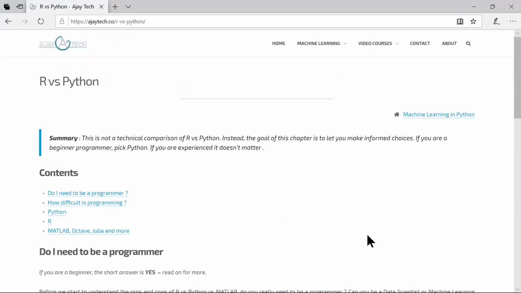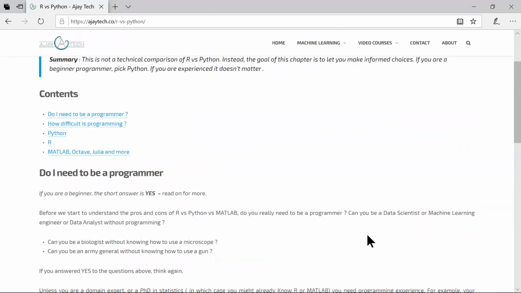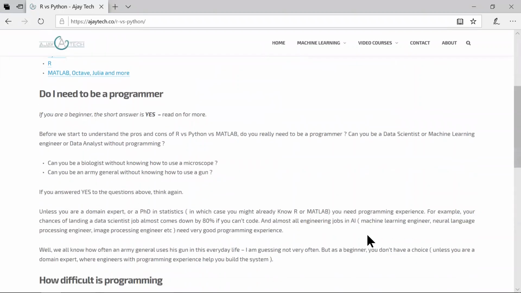Okay, these are not programming heavy. These are concept heavy. So you don't have to worry about programming. Can I be a programmer? Can I do this programming? No, that's not a big deal, because even if you know some basic programming, that's good enough.